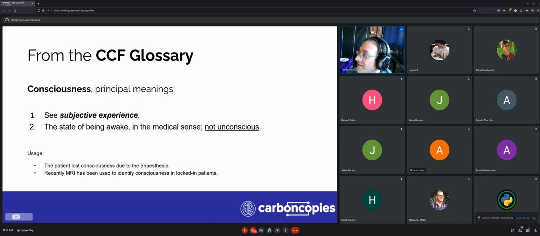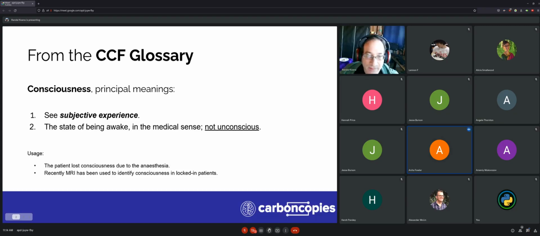I see that Anita has her hand up. Something I just wanted to note about the Carbon Copies glossary is it wasn't supposed to be an exhaustive representation of how the word is meant in the world. Like there are people that use consciousness to mean personal identity, for instance, but at the Carbon Copies Foundation, we don't use it that way.